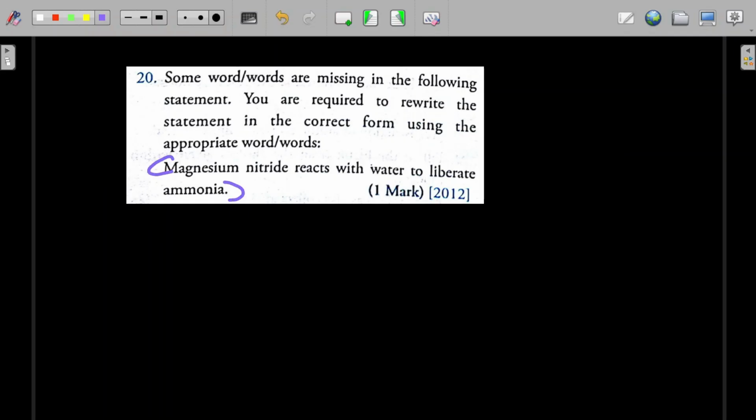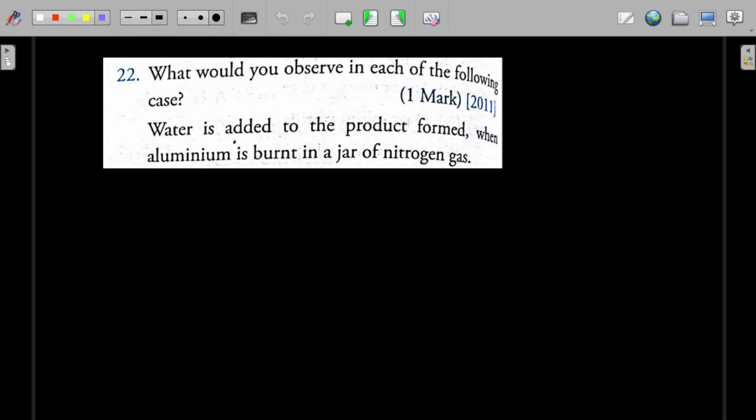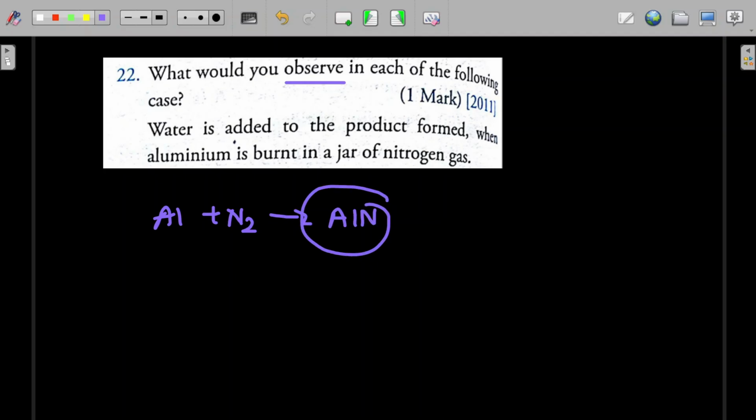Magnesium nitride reacts with water, so what is missing? Warm water. So warm you have to add here. What would you observe? Water is added to the product formed when aluminum is burnt in a jar of nitrogen gas. See, aluminum they have taken, they burnt it in a nitrogen-containing jar. To that product, they are adding water. Here what you will get? Aluminum nitride you will get. To this, if you add water, you will be getting ammonia gas. Okay, observation you have to write here.